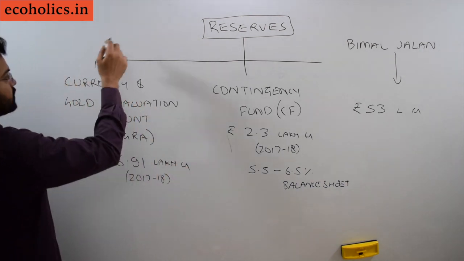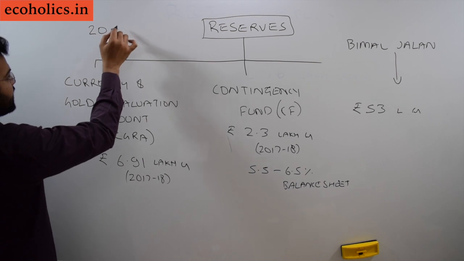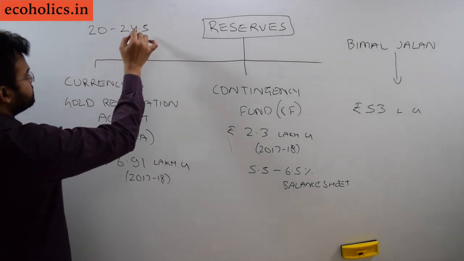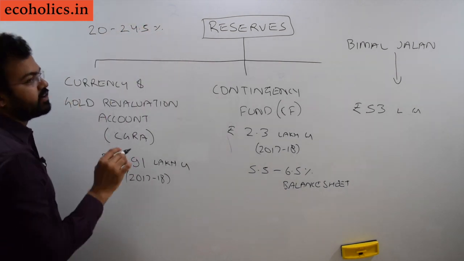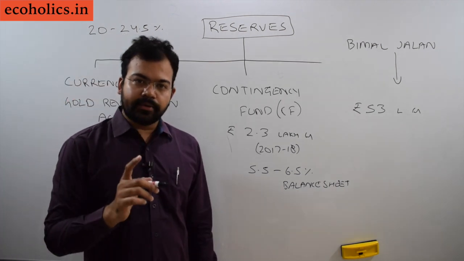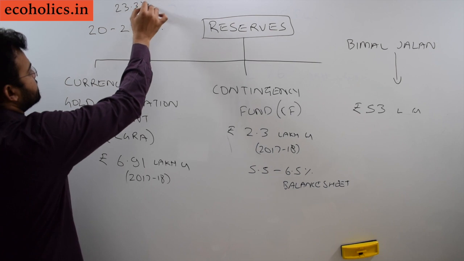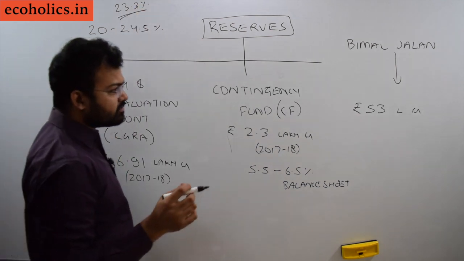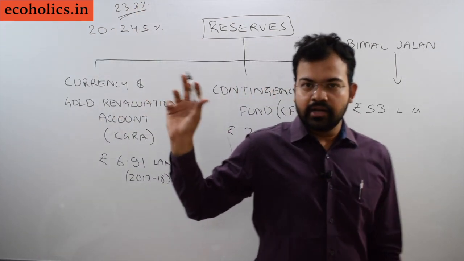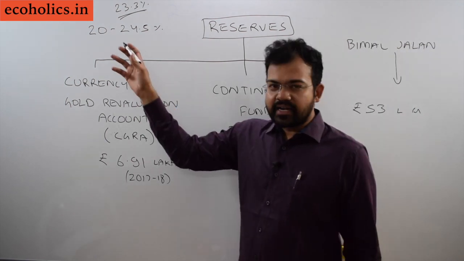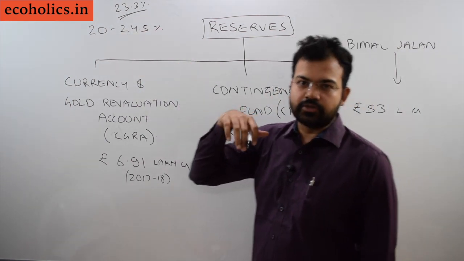Now, talking about the most important account, that is the currency and gold revaluation account. Under it, the Bimal Jalan committee is suggesting that the comfortable position is 20 to 24.5% of RBI's balance sheet. Currently RBI has 23.3%. So again, it is in a comfortable position in that particular band. But the committee is suggesting that they can transfer some amount of money to the government.